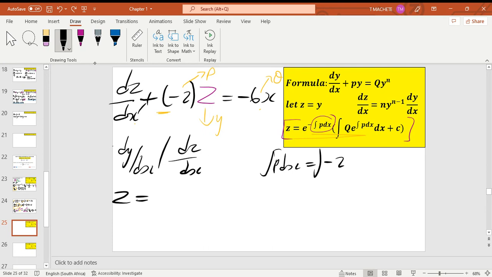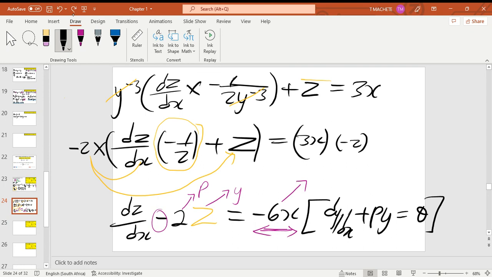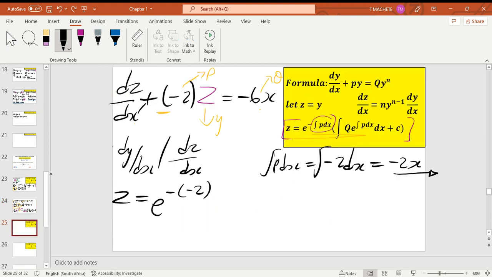So we can write integral of p dx equals, what is your p? Your p is minus 2. So you can find the integration of minus 2. The integration of minus 2, you're going to get minus 2x. That's the integration of minus 2 with respect to x. So going back to the original equation, you're going to say e to the power minus into minus 2x.